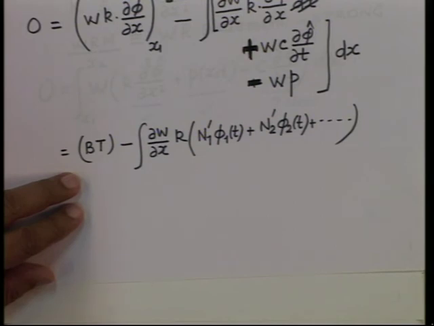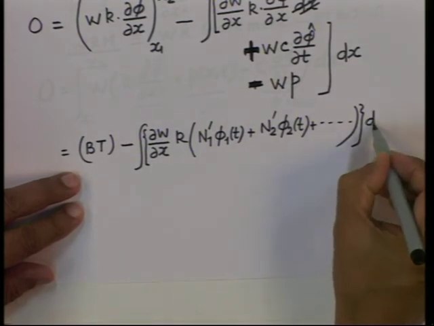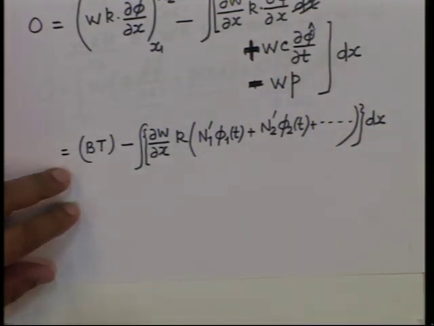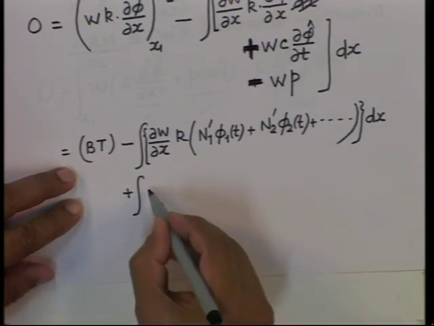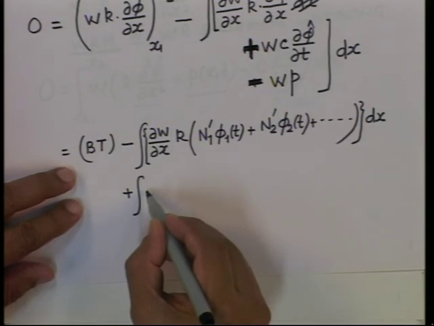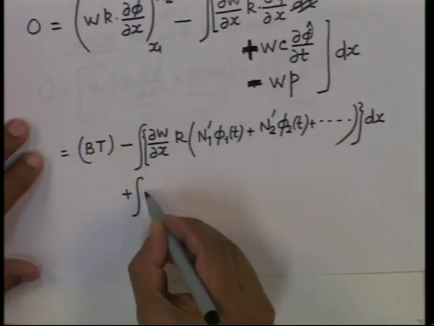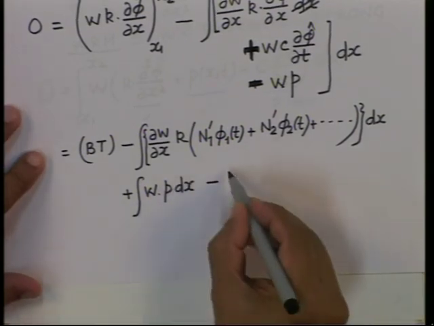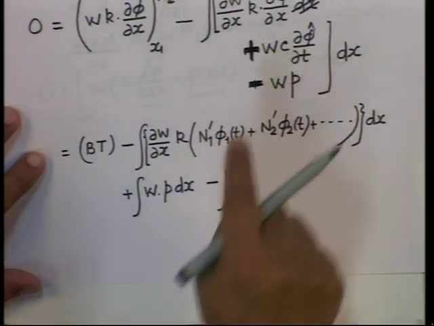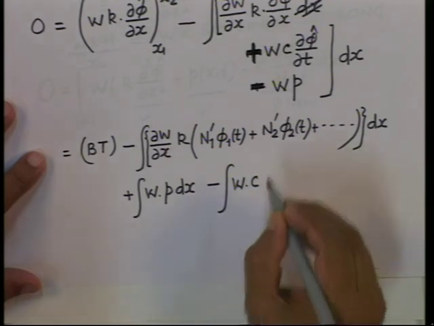1 integral, I will keep it separately, plus integral N_j, this w, minus integral this one, w c. So it is w c times dφ/dt.